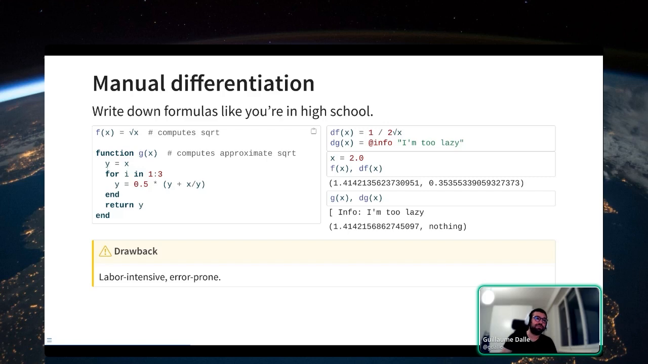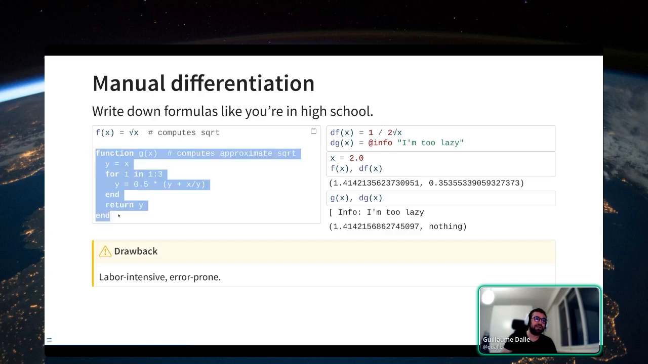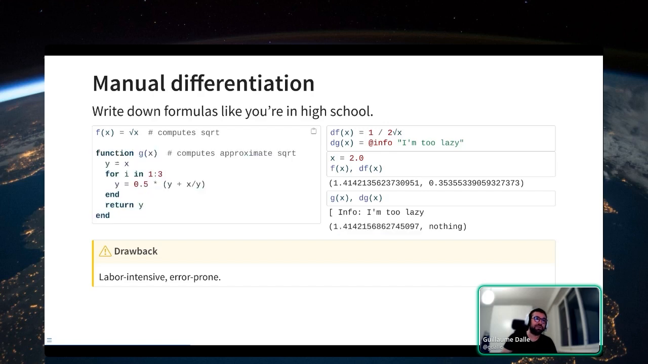So you do 3 iterations of this weird update, and you get something that, if you evaluate it at x equals 2, is very close to the actual square root of 2. Now, of course, working out the derivative of this procedure by hand is a bit tricky because it's not just a mathematical function, it's a bit of computer code.